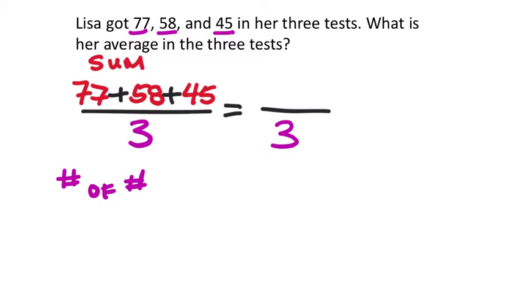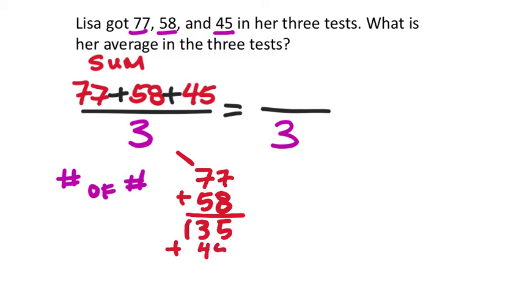It's not going to change the denominator, but by the order of operations, we should fully simplify the numerator right there. So that's 77 plus 58. I'll do that first. So 8 plus 7, 7 plus 8, either way, 15. Carry the 1. 1 plus 7 is 8, plus 5 is 13. Then we'll add the final score, 45. 5 plus 5 is 10. Carry the 1. 1 plus 3 plus 4 is 8. So we get 180 right here.